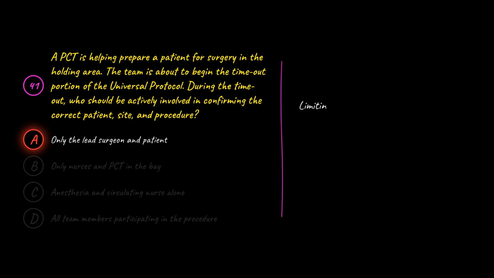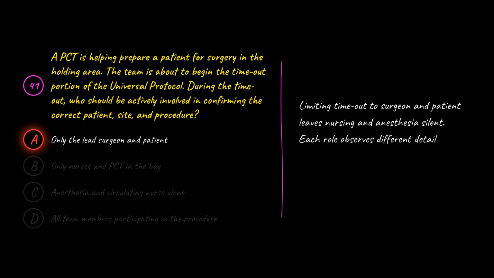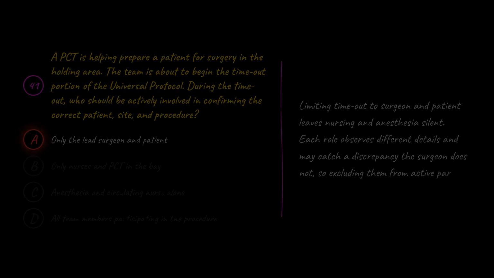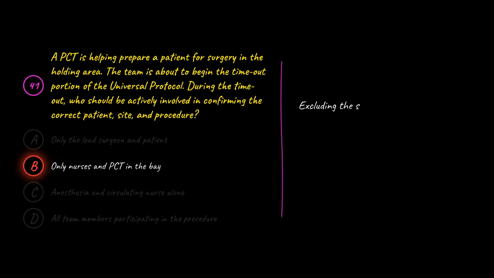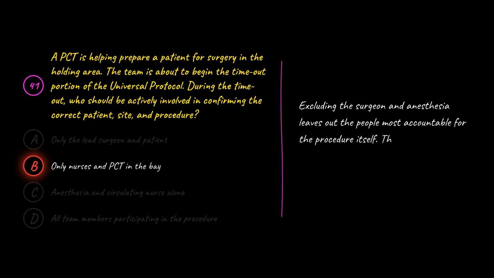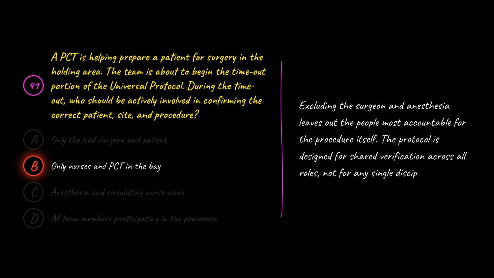A is wrong because limiting timeout to surgeon and patient leaves nursing and anesthesia silent. Each role observes different details and may catch a discrepancy the surgeon does not. So excluding them from active participation defeats the protocol's purpose. B is wrong because excluding the surgeon and anesthesia leaves out the people most accountable for the procedure itself. The protocol is designed for shared verification across all roles, not for any single discipline to confirm everything alone.